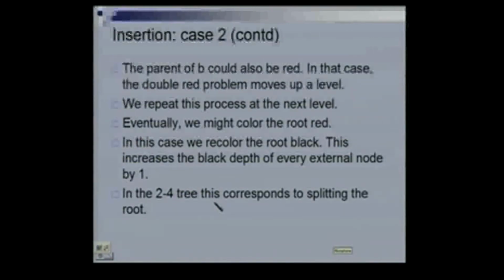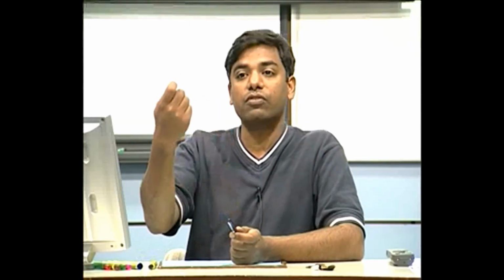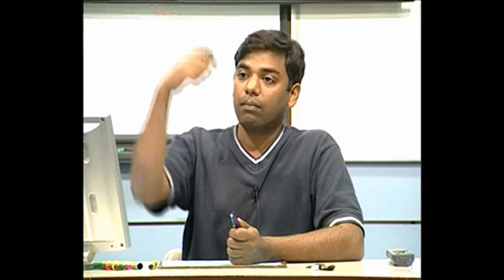So, this is the continuation. The parent of B could also be red. In that case, the double red problem moves up one level, right. So, we will repeat this process at the next level. We will consider the two cases. If we can by rotation take care of it, we would take care of it. If not, then the double red problem will move even one level up, and so on and on, right. So, eventually what will happen?